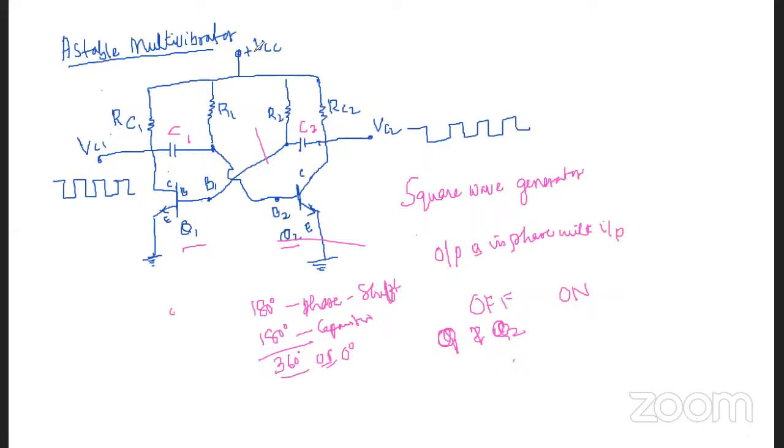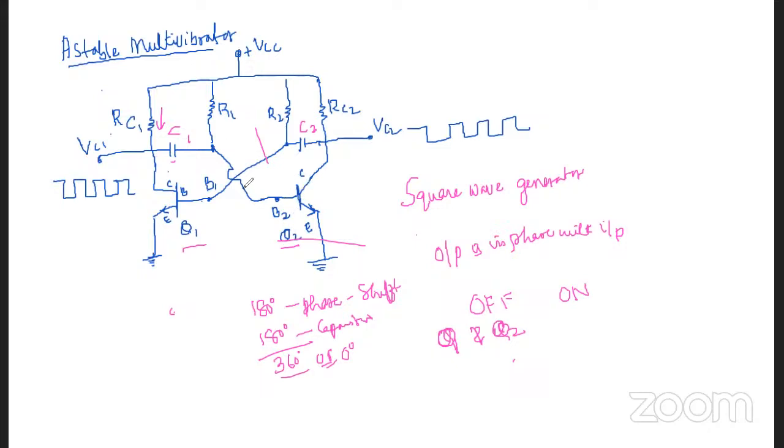Then collector current will flow through this RC1 here. Whenever we switch on VCC, the Q1 transistor becomes on, and the collector current will flow through this RC1 of the transistor. And the capacitor C1 will start charging here. The capacitor C1 is going to be charged, and this maintains the transistor Q2 off here.